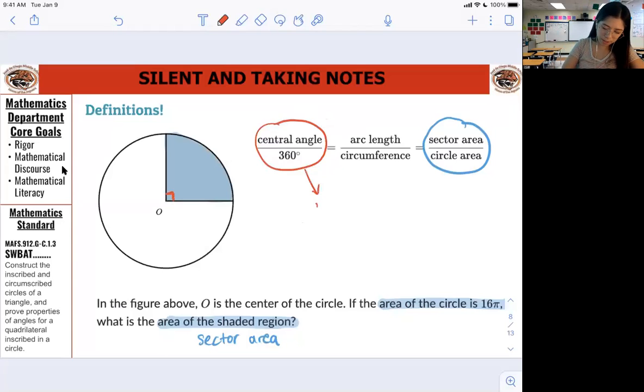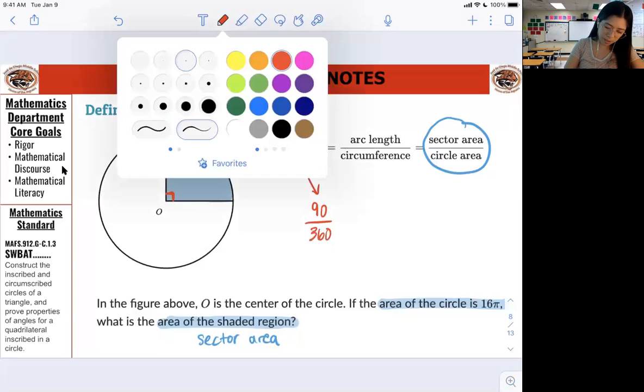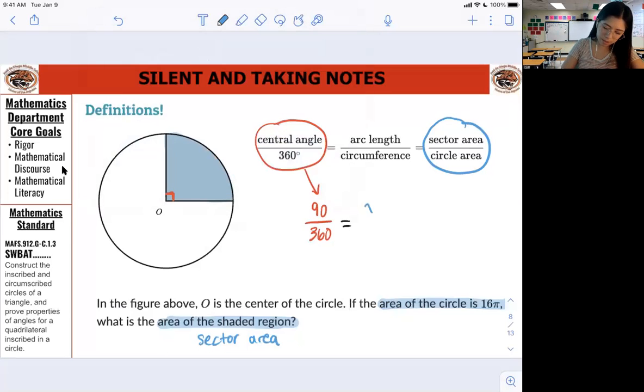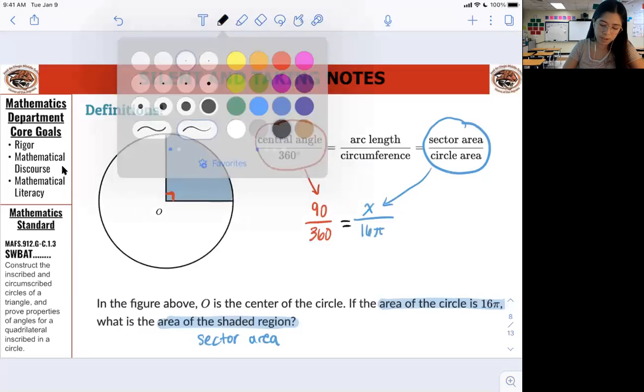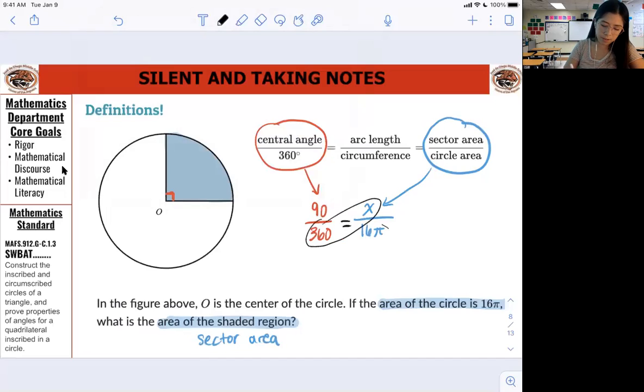So we know that the central angle is 90 over 360. We're looking for the sector area, so we don't know the sector area. But we know the circle area is 16 pi. So we're gonna use everything else that we know in order to solve for x. And this is just another proportion. So we can solve this like we always do, cross multiplication. So 90 times 16.